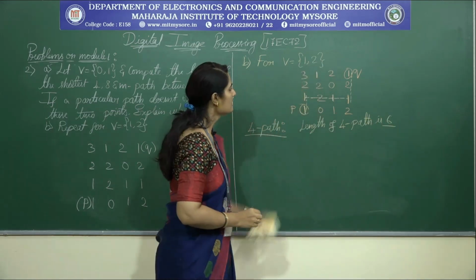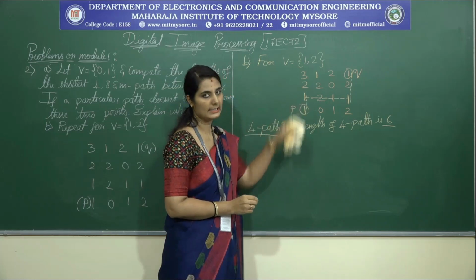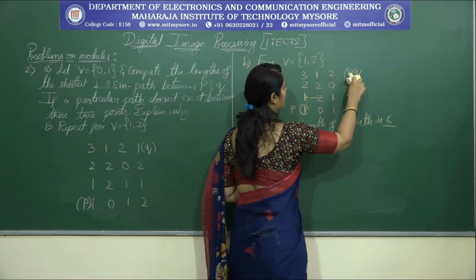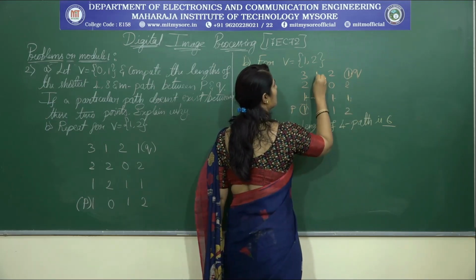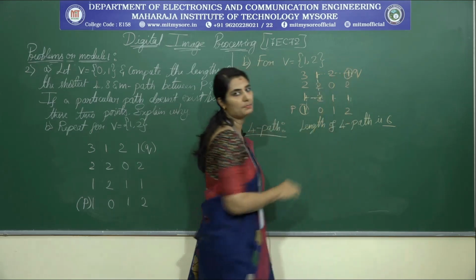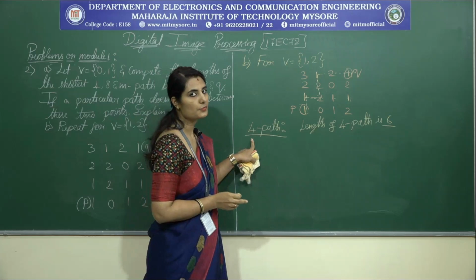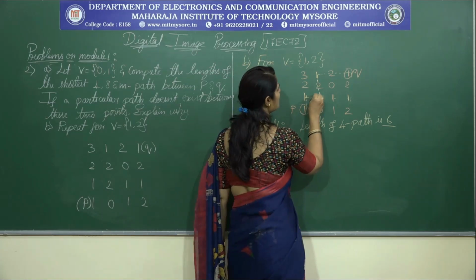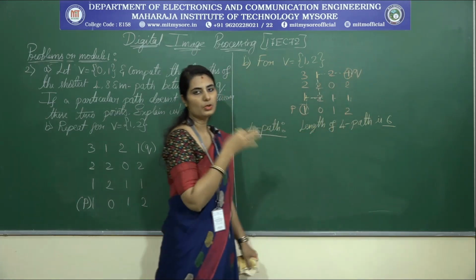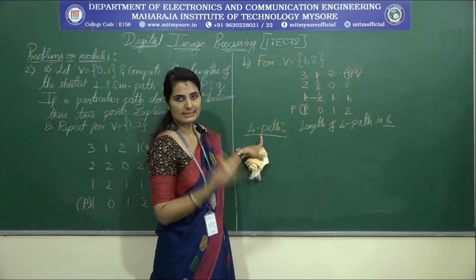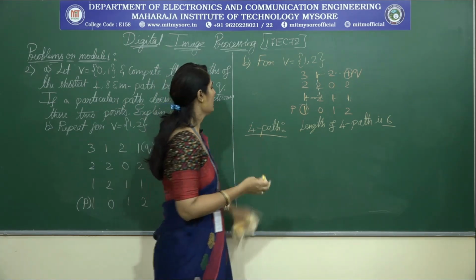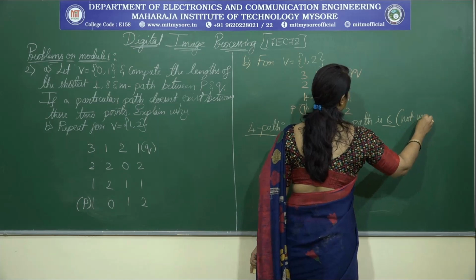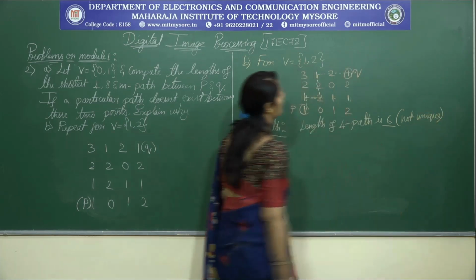And observe here, this path is not unique for 4 path here, because I can also set the path in this way. That is, this is another path between P and Q which gives 4 path. So here also the length is 1, 2, 3, 4, 5, 6. In both the paths the length is the same, therefore I can choose any one of the paths, and I should mention that this 4 path is not unique.